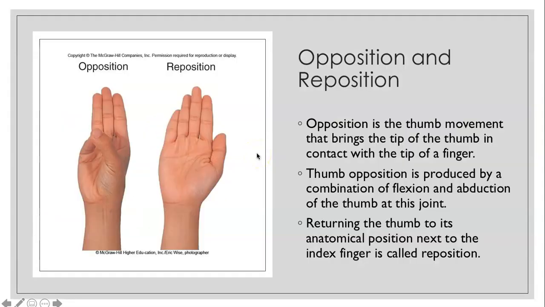Okay, the next set that I want to talk about are opposition and reposition. Opposition is a thumb movement that brings the tip of the thumb in contact with the tip of the finger, so you can do that. One of the things that they always ask you to do in sobriety tests, right, is touch each of the tips of your fingers to the tip of your thumb. That's called opposition. Thumb opposition is produced from a combination of flexion and abduction of the thumb at its joint. Returning the thumb to its anatomical position, the resting position, that's called reposition.